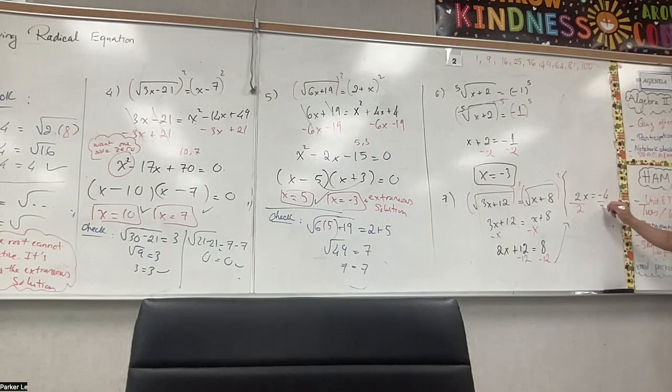Do you see the difference between the square and the no square? With the square, you want one side to be 0 so you can factor it. When you don't have any square, you bring the number to the other side, so they're not 0 on the right side. Don't be confused. Negative 4 divided by 2 is negative 2.